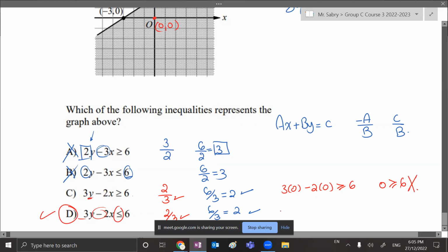And if you want to know if that's true, substitute here the x and the y with the zeros, and you'll find that it makes sense. 0 is less than 6. Yes, it is true. So D is the right one.